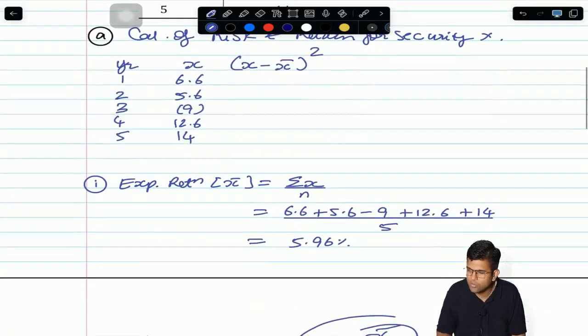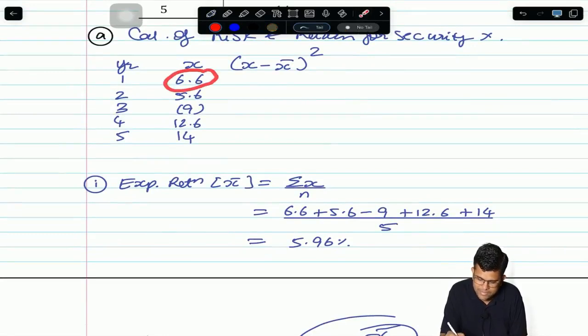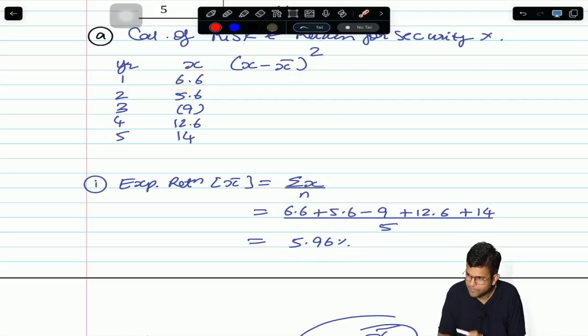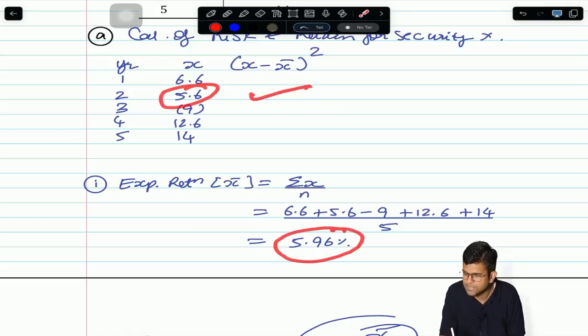Now how do I do this? Everybody take your calculators and do as I say. 6.6 minus 5.96, x minus x bar, into equal to, understanding? Into equal to, and press M plus. X minus x bar into equal to, M plus.